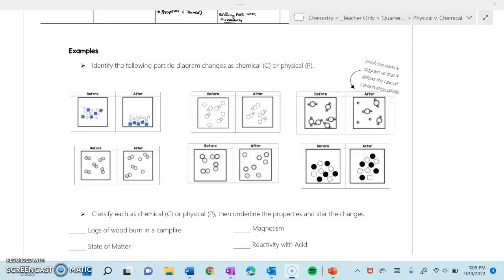And we said the mass of the before, or we call them reactants, has to be equal to the mass after. So we have some particle diagrams here, and we are going to look at each change. Notice they all have a before and after, so they're changes. And we want to determine if they're chemical or physical. Remember that chemical means a reaction happened, bonds broke, or new ones formed. And physical means we've just maybe mixed it up, changed the appearance, the form, the state of matter, the amount, but we didn't actually form a new substance.